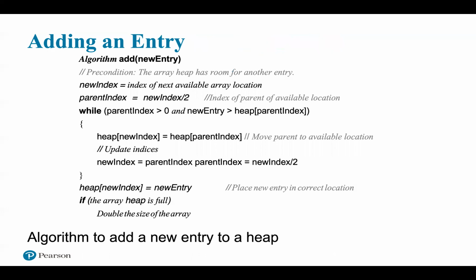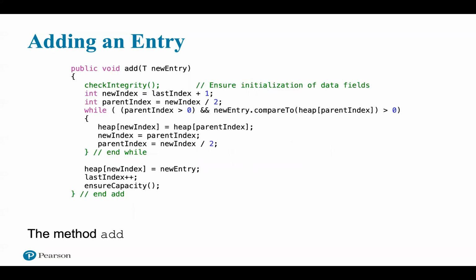What about adding an entry? Let's redefine the algorithm. The following algorithm summarizes the steps that add a new entry to a heap. To ignore the first location of the array, we simply ensure that the parent index is greater than 0. Notice that the size of the array is expanded as necessary after the addition, as we did for the AList add method in chapter 11. For the method add, we now closely follow the previous algorithm to implement the method add.